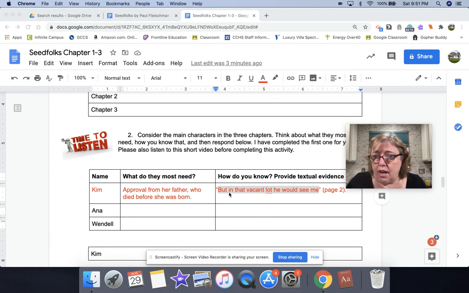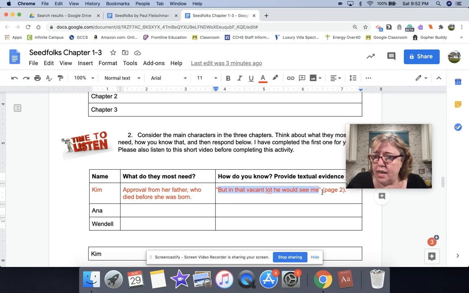So in this case, I chose this piece of textual evidence. There were a couple of different pieces that I could have chosen. This is towards the end of the chapter, and it is, "But in that vacant lot, he would see me." Now, I want to point out a couple things to you, though. First of all, and this is the expectation for right now, you're going to be putting this in quote marks because it is indeed an exact quote from the text.